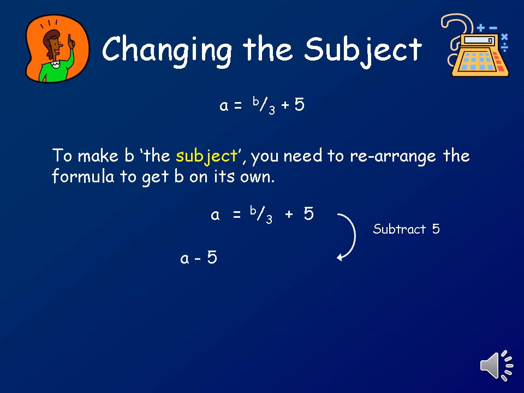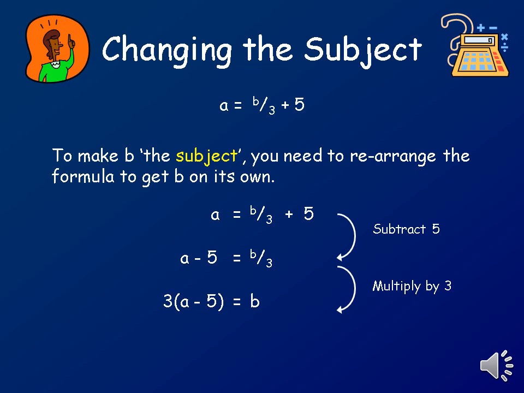So that becomes a minus 5, and we have b over 3 on the other side. We still don't have b on its own. We need to get rid of the divide by 3, so what we must do is multiply by 3. So the way to express it is, we put the minus 5 in a bracket, sorry, the a minus 5 in a bracket, and because we're going to multiply both of those, we put the 3 outside. Okay, and that has got b on its own.